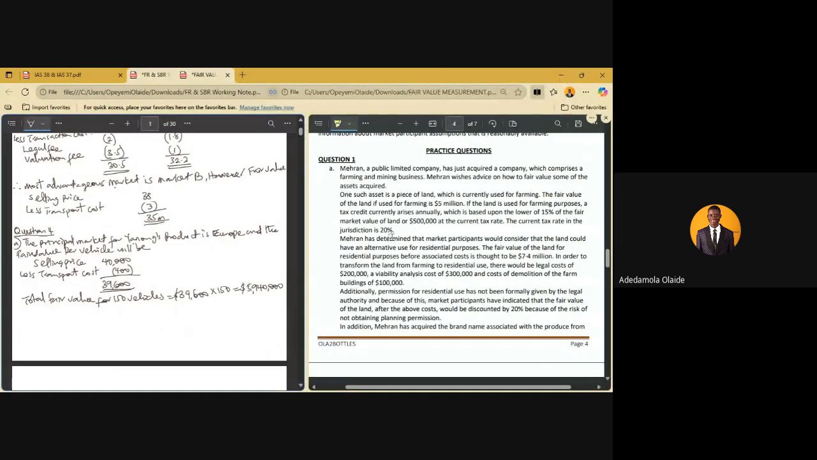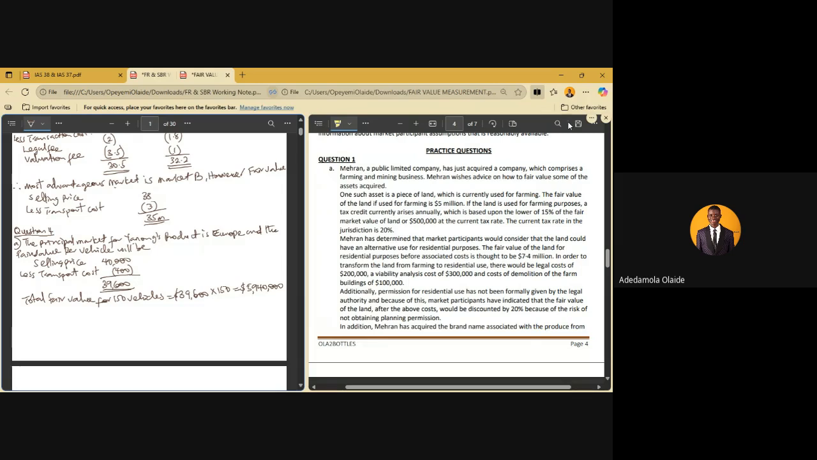MERA, a public limited company, has just acquired a company which comprises a farming and mining business. MERA wishes advice on how to value some of the assets acquired. One such asset is a piece of land which is currently used for farming. The fair value of the land, if used for farming, is 5 million.